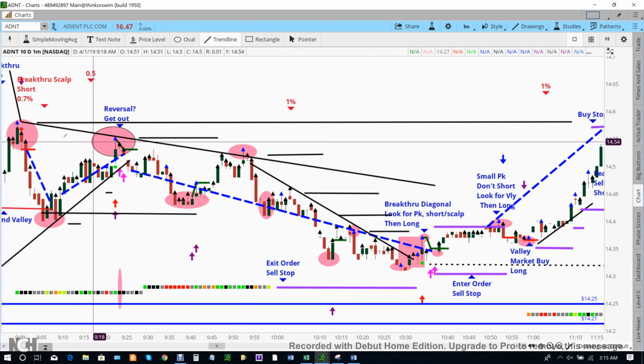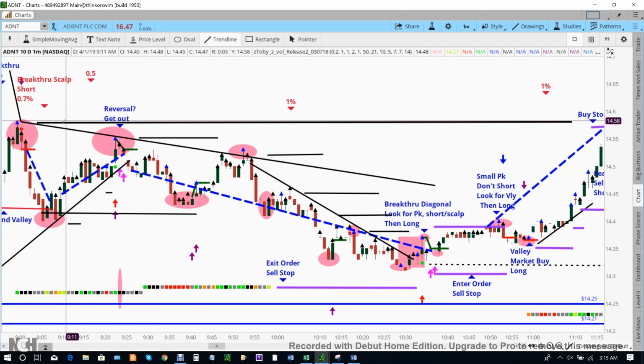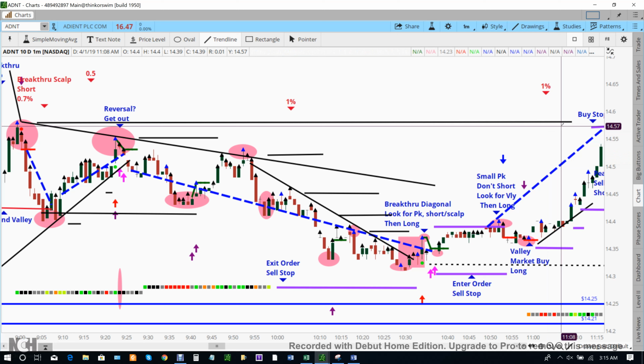Oh, see this one right there? That's a stop. That's a major resistance line at 58. So that one right there, 58. So I have one a little bit below there, 57.